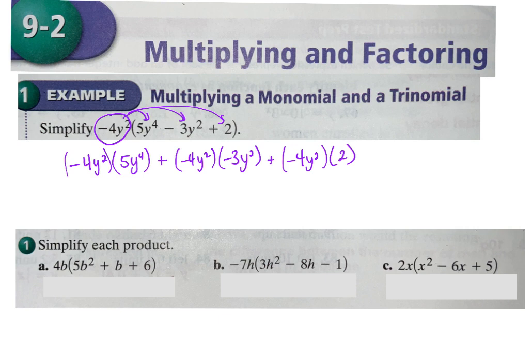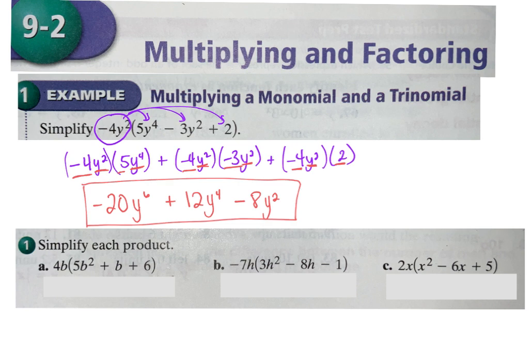And so just like on your last test, for something like this first group, you would multiply your coefficients, negative 4 and positive 5, which would be negative 20. And then y squared and y to the fourth, you will add those exponents. So your new exponent would be y to the sixth. Negative 4 and negative 3 will give me a positive 12. Y squared and y squared, I'll add those exponents, y to the fourth. Negative 4 and positive 2 will give me a negative 8. Y squared doesn't have anything to combine with, so it's just y squared.